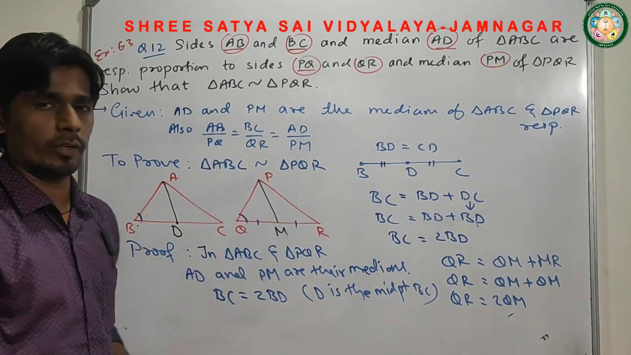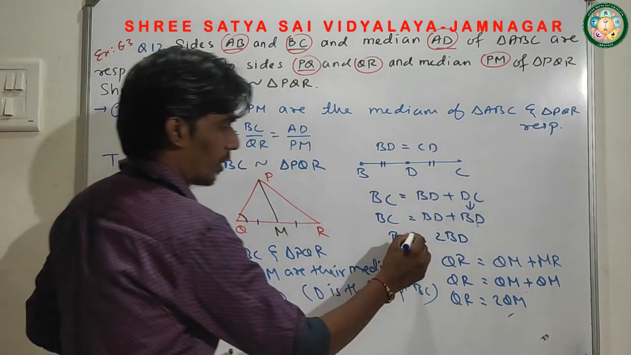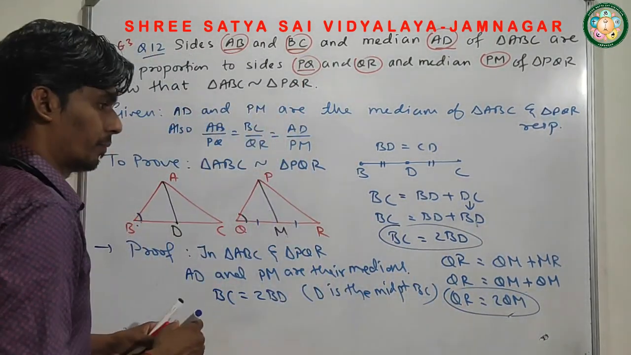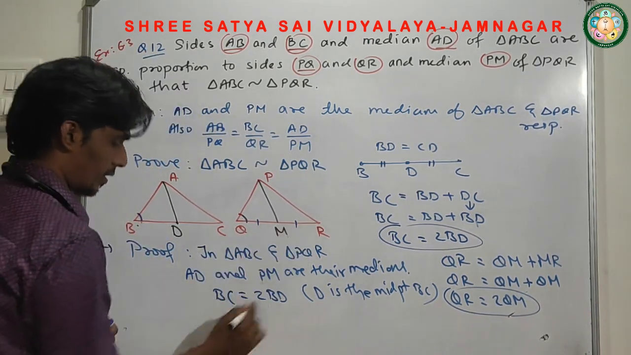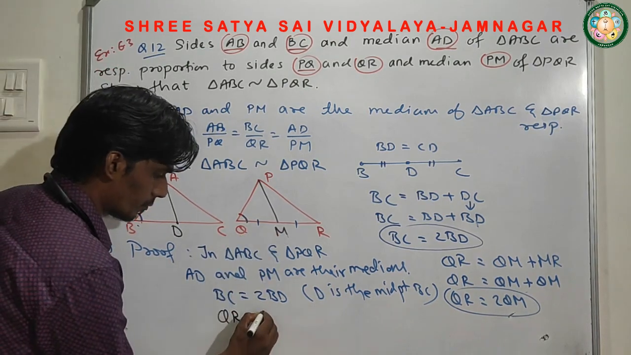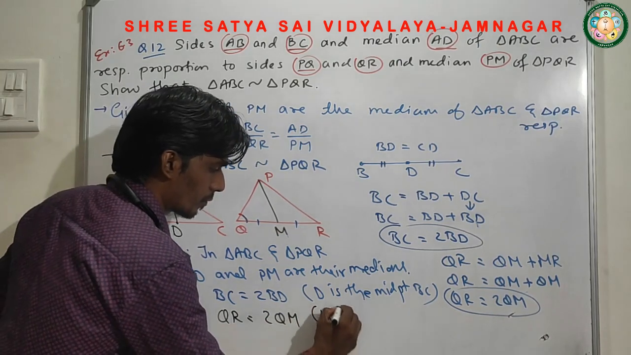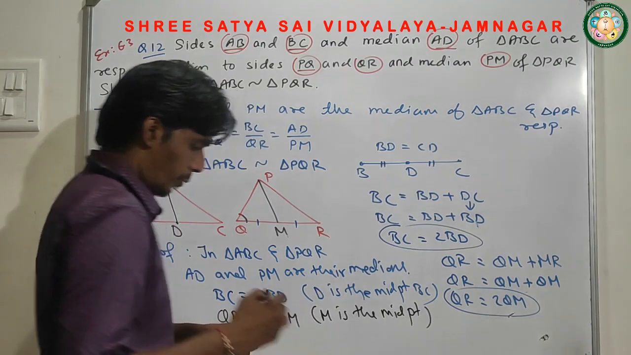मुझे B और Q को equal करना है. So I'm using what? This BD and QM. So I got BC is equal to 2BD and QR is equal to 2QM. This QR कितना होगा? 2 times QM. Where reason is what? M is the midpoint.